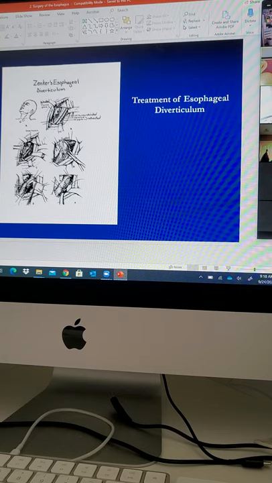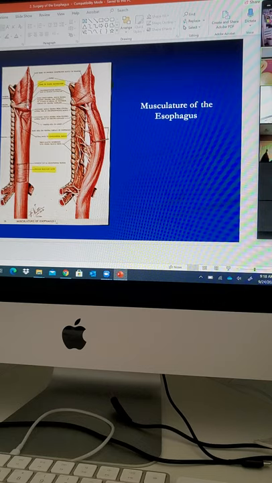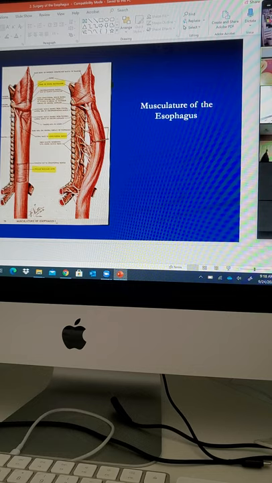When you see that on the picture, okay, this here is where the weakness is, okay? And you see that the muscle is actually changing in this area. So you have that weakness there. Okay, so that's the Zenker's diverticula.